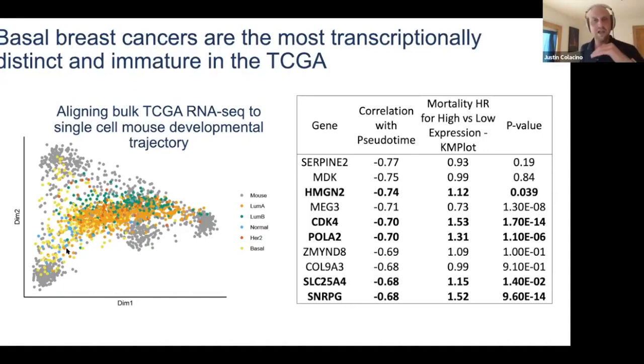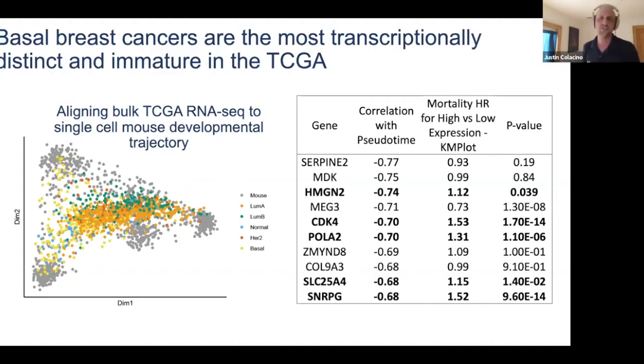None of them are really aligning with adult mammary glands, which matches up with what we understand about cancer in general. But then basal cancers, these triple negative, really aggressive cancers, they're the ones that are the most developmentally immature.